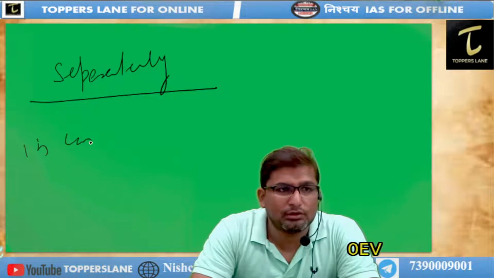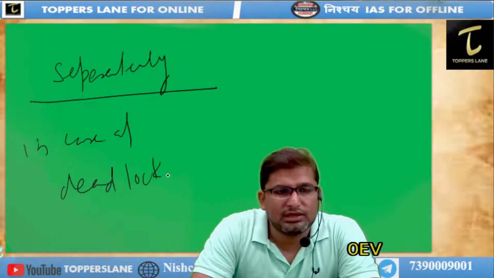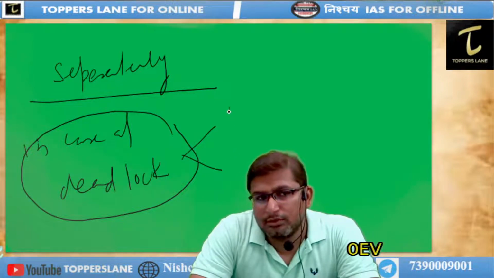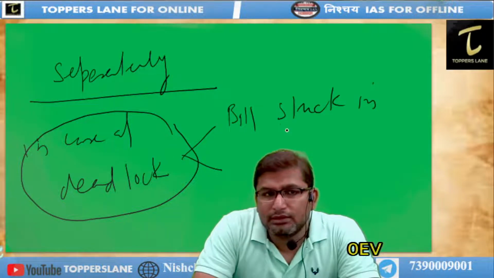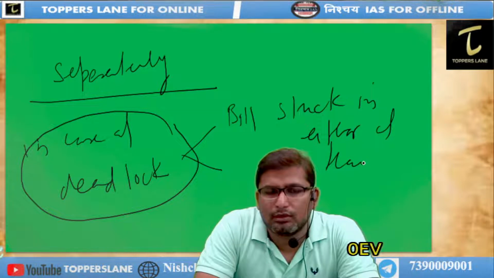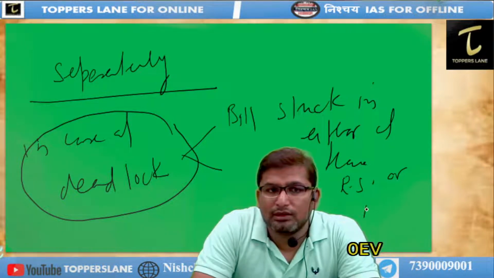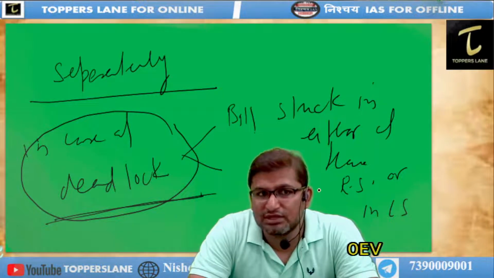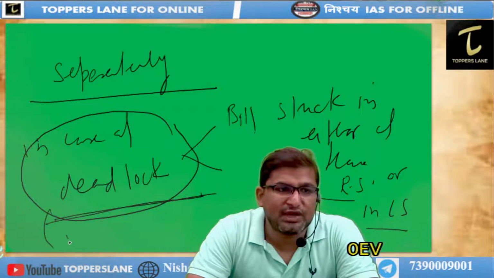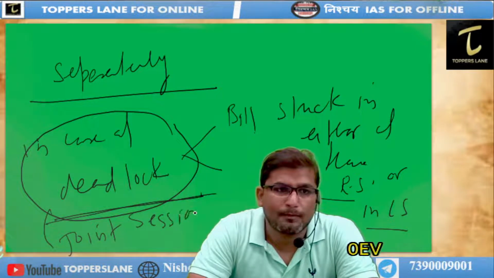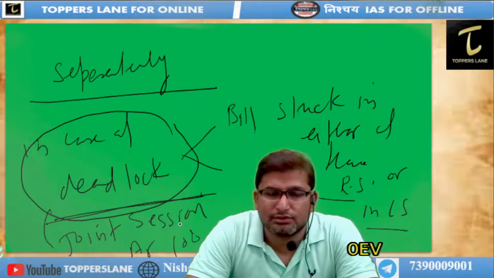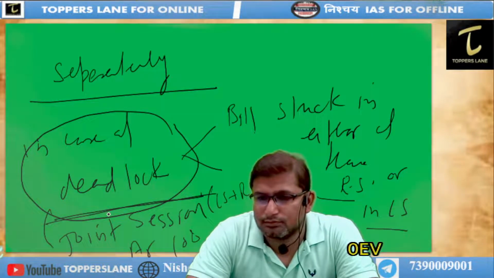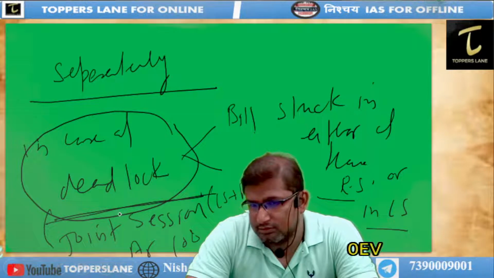See, in case of deadlock, what is the meaning of deadlock? It means the bill is stuck in either of the houses, either in Rajya Sabha or in Lok Sabha. So this is the scenario of deadlock. In this case, there is a provision of joint session under Article 108. Joint session means Lok Sabha plus Rajya Sabha both will vote simultaneously to pass that bill.